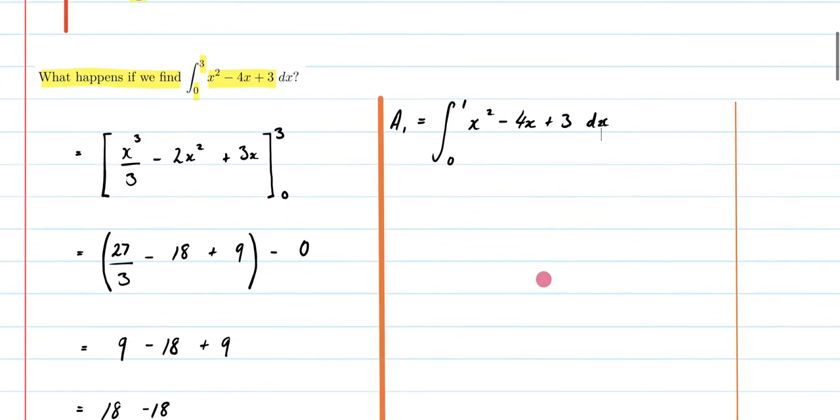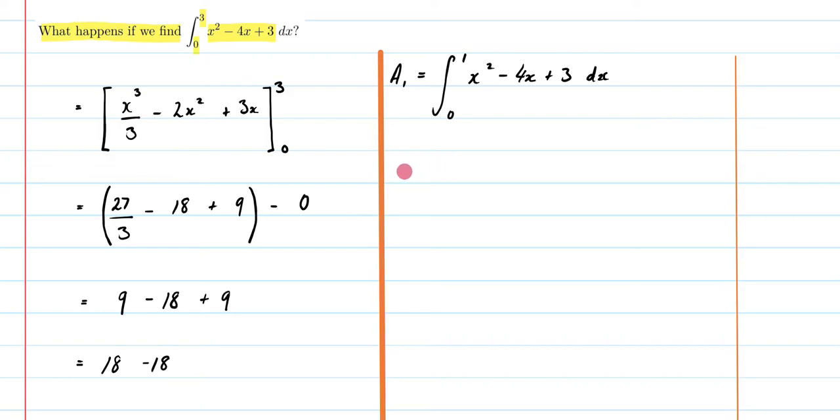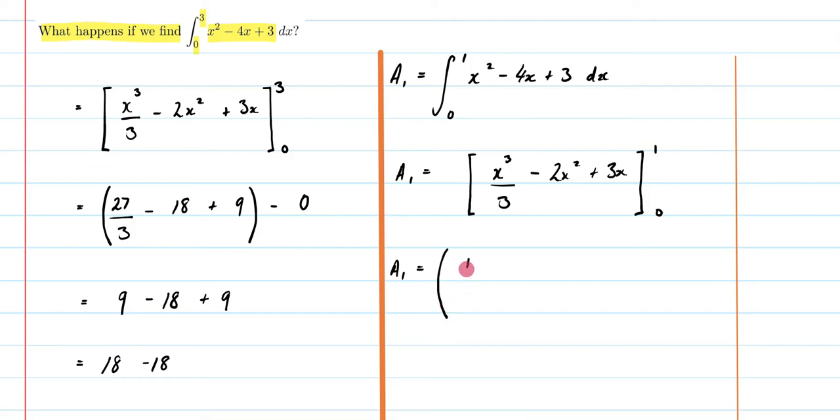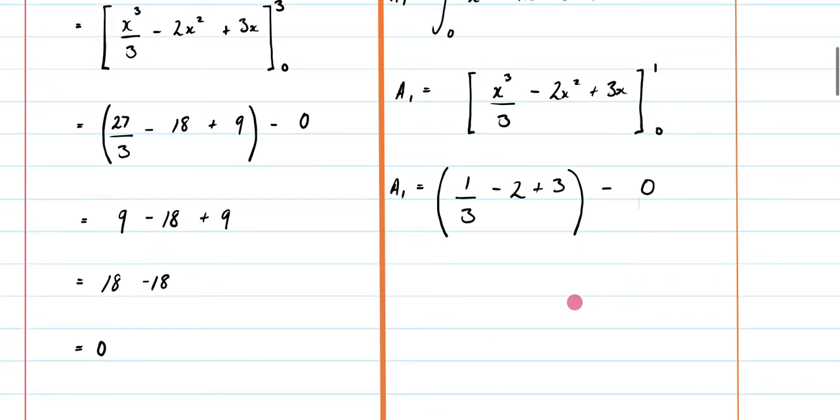And obviously when I do this, I'm simply going to end up with the same antiderivative as I did over there. So I'm going to get x cubed over 3 minus 2x squared plus 3x. I put my terminals in. I now am going to sub in my terminals, starting with my upper one. So it's going to end up being 1 over 3 minus 2 plus 3, and thankfully we have a 0 here, so it's just going to be subtracting 0, so I don't have to concern myself with that.